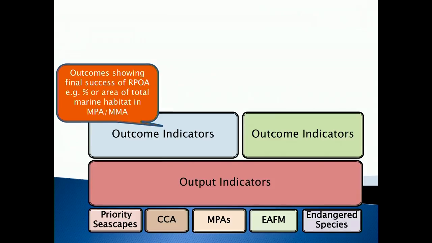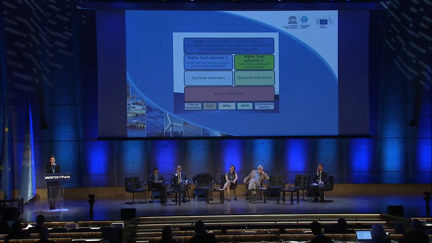This is really looking at the success of the regional plan of action. So for example, that indicator around the percentage or the area of the total marine habitat in MPAs or marine managed areas, and that feeds up into higher level outcomes. That's just to show that the national level outcomes are intended to inform those regional level outcomes. And that feeds into an overall impact, which is really the intention behind the overall CTI.